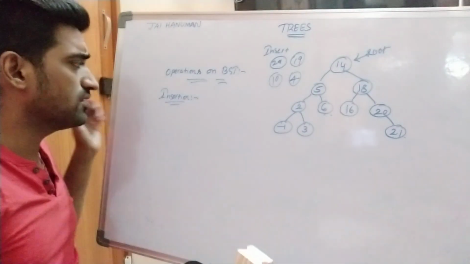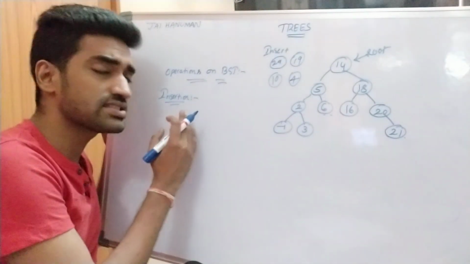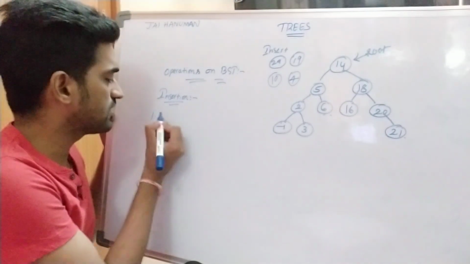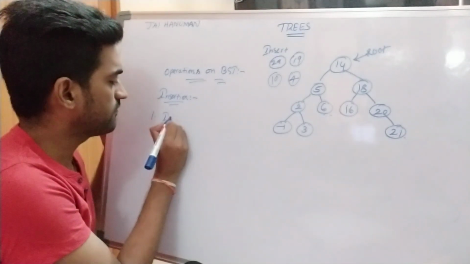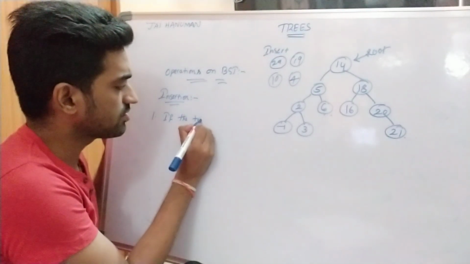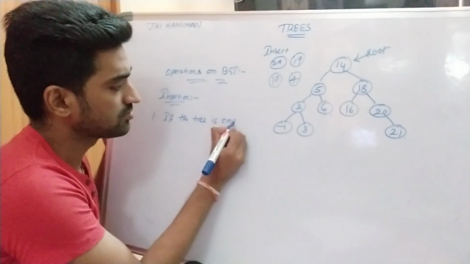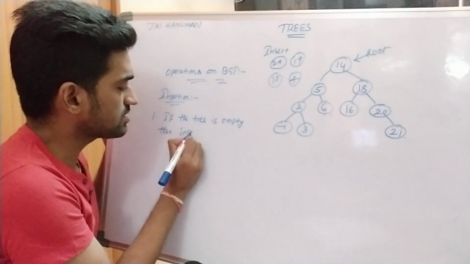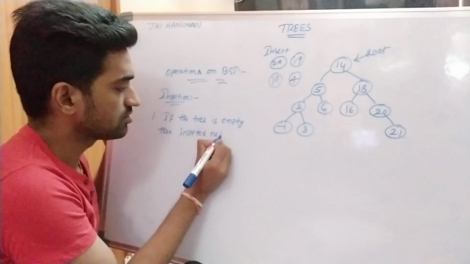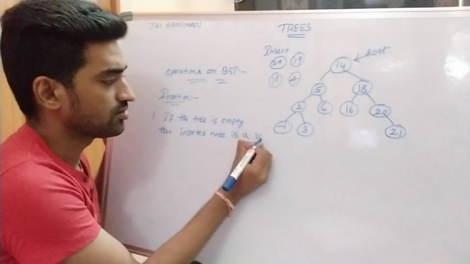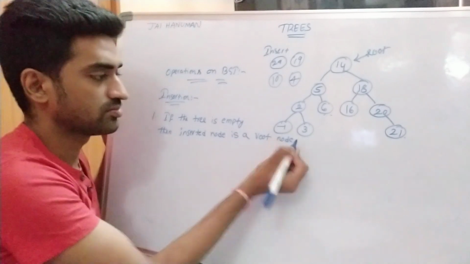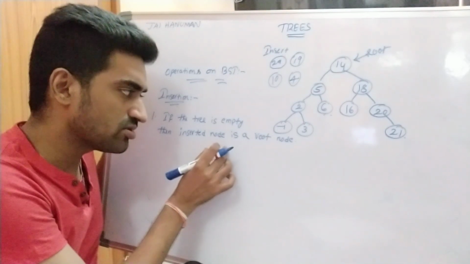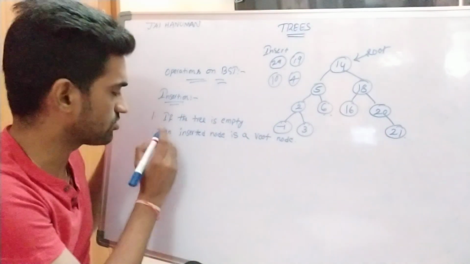Suppose I want to insert an element into a binary search tree. Some rules and regulations are followed, and they can be represented with the help of steps. If the tree is empty, then the inserted node is a root node. So initially the tree is empty, and the first inserted node becomes the root node. That is the first rule.